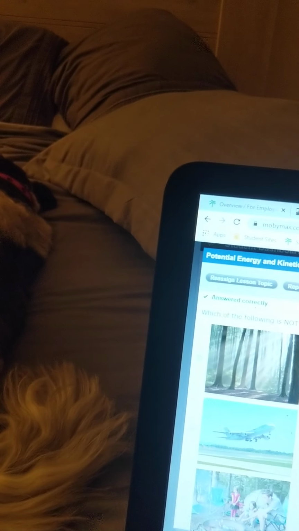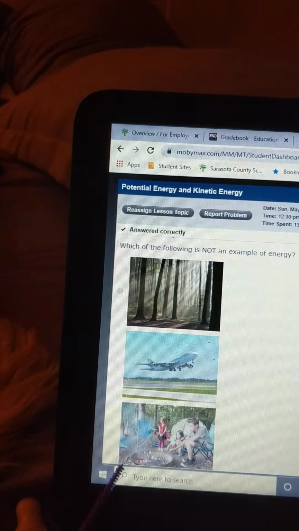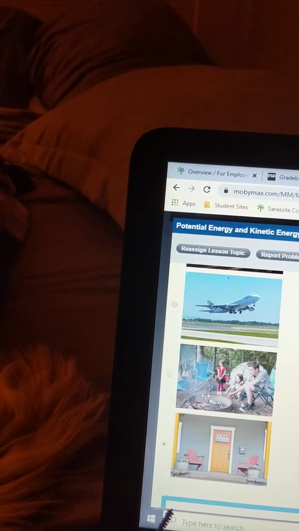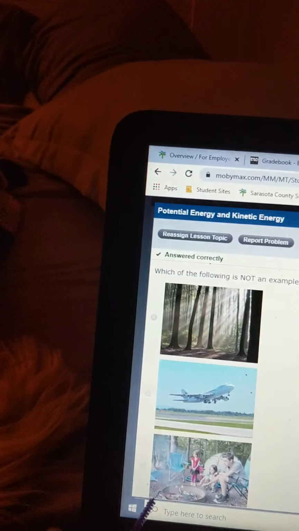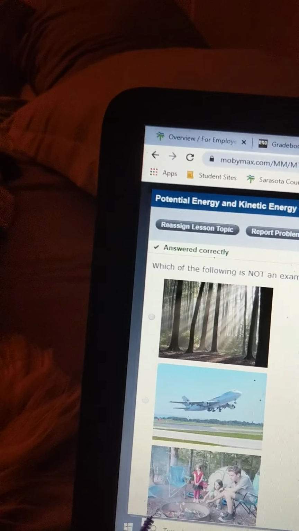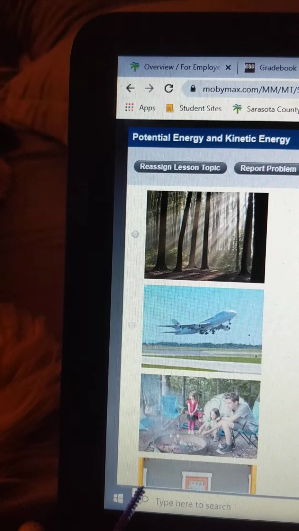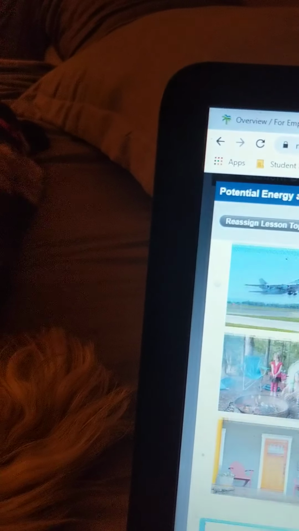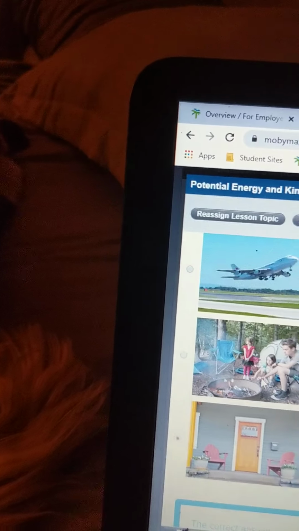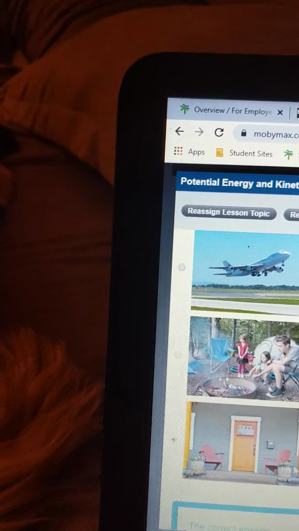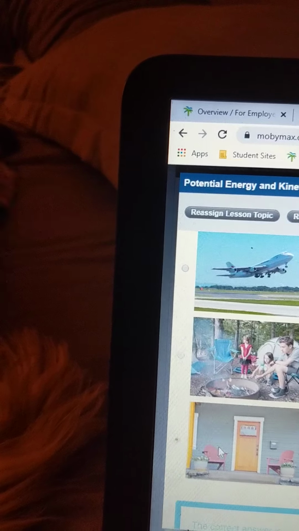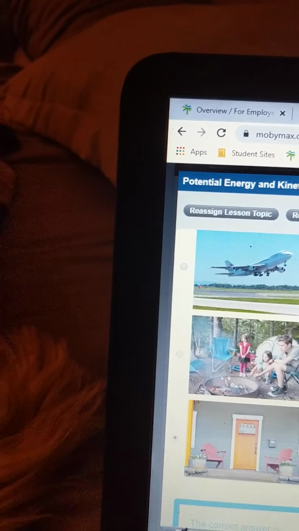Which of the following is not an example of energy? Let's see. The sun. No, the sun definitely is energy. A plane moving. That's showing energy. It's kinetic energy, it's moving. Fire. We've got some solar energy going on there. And what about here? Nothing. Everything's sitting still. So that would be the correct answer.